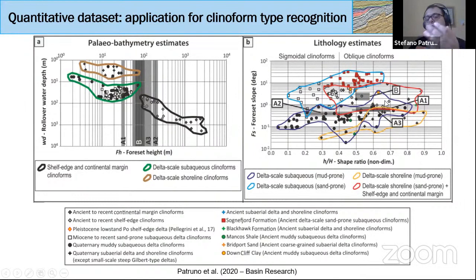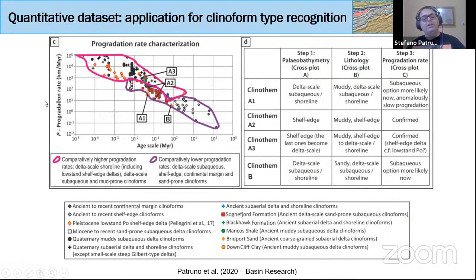they are where our various clinoforms that we want to find out what they are, they fall. And then we use the third graph again, which is age scale versus progradation rate. And again, we plot them, four clinoforms that we want to find out what they are. And progressively, we are decreasing the degrees of freedom of the interpretation.